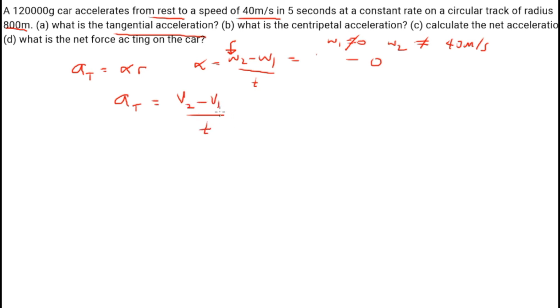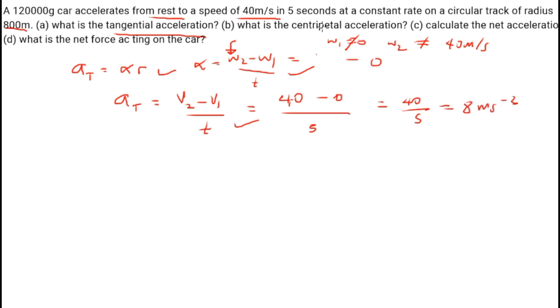But we can also make use of the acceleration formula, which is v2 minus v1 upon t. We can use this directly to find the tangential acceleration. So the final speed v2 is 40, and v1, the initial, is 0, upon the time, which is 5 seconds. That's 40 divided by 5, which is 8 meter per second squared.